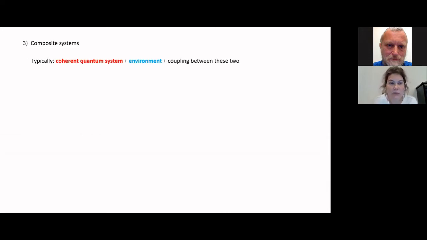Now, composite systems, I already mentioned them. Typically, also in the homework, you will be given a Hamiltonian or a description of a system of the following type. There will be some quantum system which evolves coherently according to the Schrödinger equation specified with a Hamiltonian. And this system will be able to exchange energy with an environment. And usually there's also a coupling between these two. So there's the quantum system, there's the environment, and there is a mechanism, a coupling between the two by which they can exchange modes, energy.